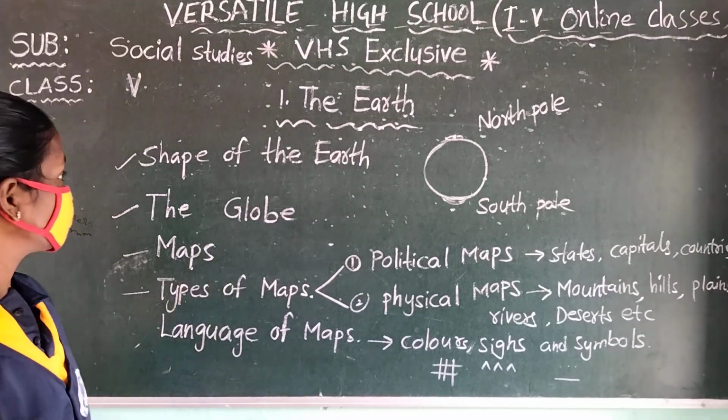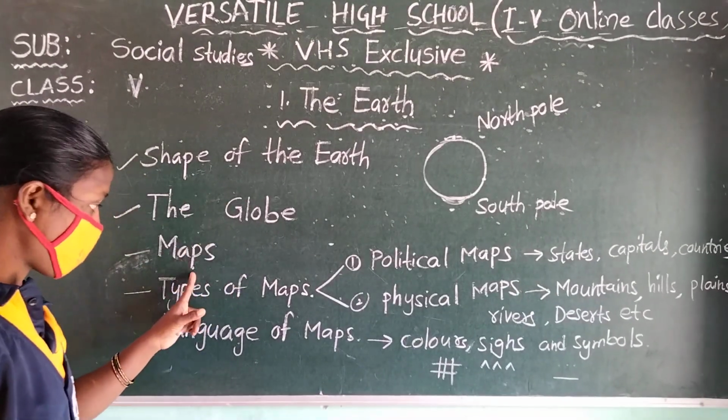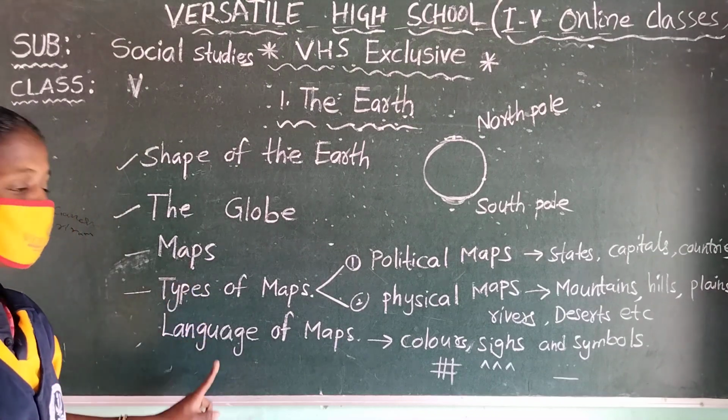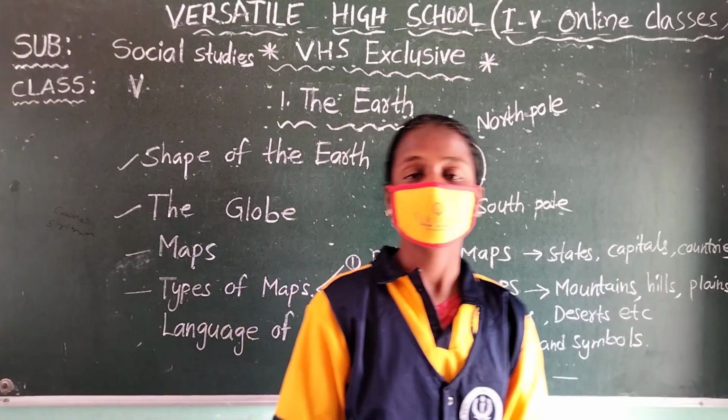Children, did you understand what the shape of the earth is? What is a globe? Map, types of maps, language of maps. Tomorrow we will discuss scale.